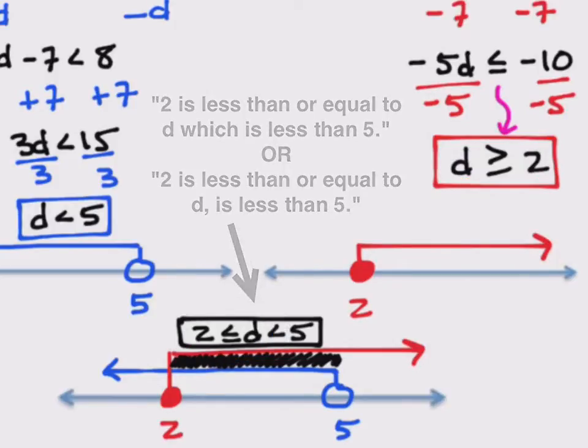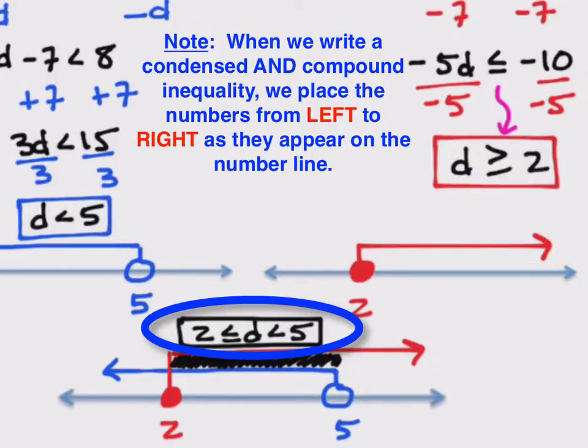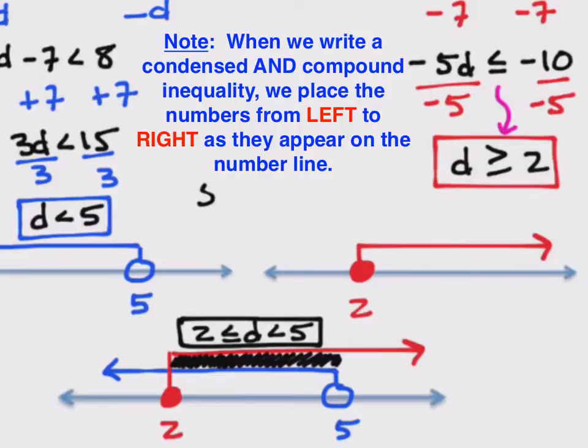A couple of other things. When we write these condensed and compound inequalities, we like to place our numbers from left to right on the number line. You can see that 2 is to the left of 5 in this inequality as it is on the real number line. So while in theory you could write this as 5 is greater than d, which is greater than or equal to 2, and that's a true statement, we tend not to write it that way.